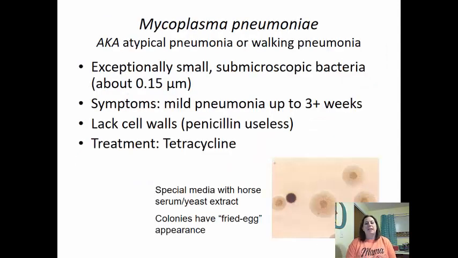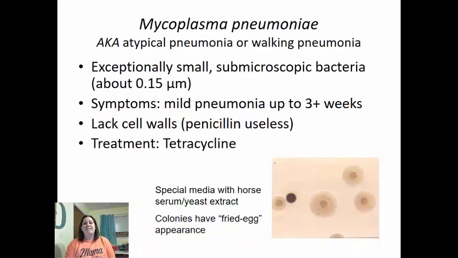Mycoplasma pneumoniae is an atypical pneumonia, also known as walking pneumonia. This one is exceptionally small. It's what we call a submicroscopic bacteria. The symptoms here are more of a mild pneumonia, lasting 3 or more weeks. These guys lack a cell wall, so penicillin is useless. So recall when we talked about penicillin in the antibiotic chapter, that penicillin is going to attack or put holes in the cell wall. It's not going to work here since they don't have one. So the treatment for this is going to be using tetracycline.